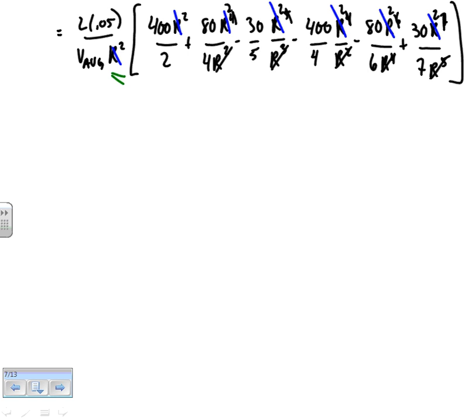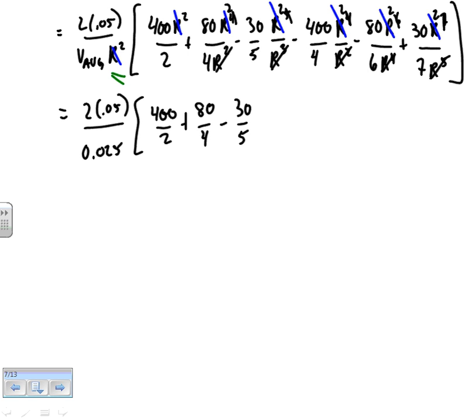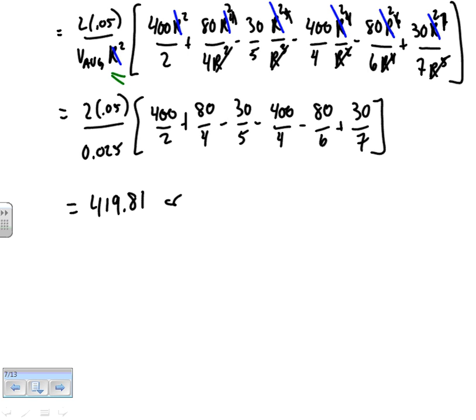And what am I left with? Well, I am just left with 2 times 0.05 divided by V average, which was 0.025, times 400 over 2 plus 80 over 4 minus 30 over 5 minus 400 over 4 minus 80 over 6 plus 30 over 7. Punch that through, and I get 419.81, or 420 degrees C.